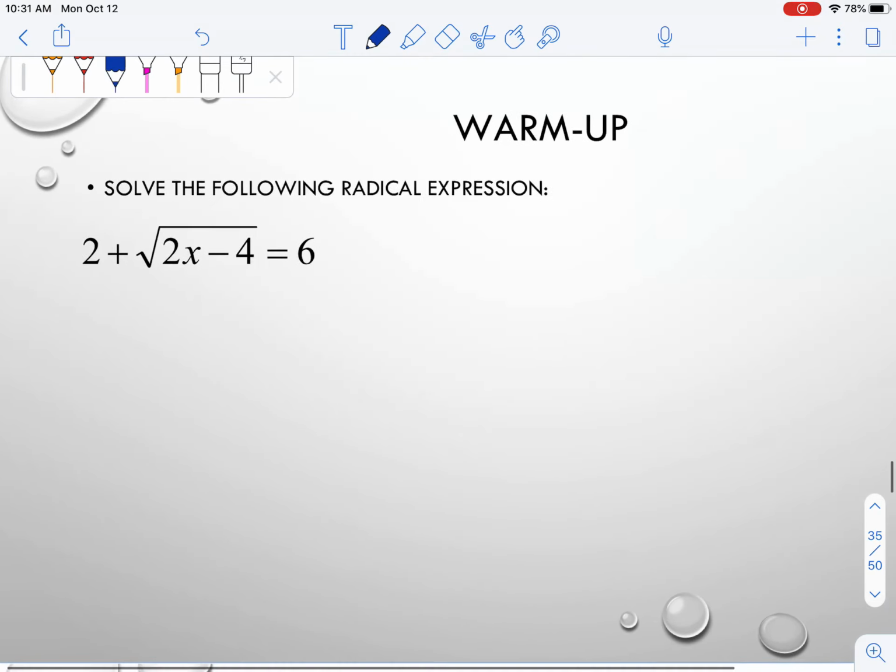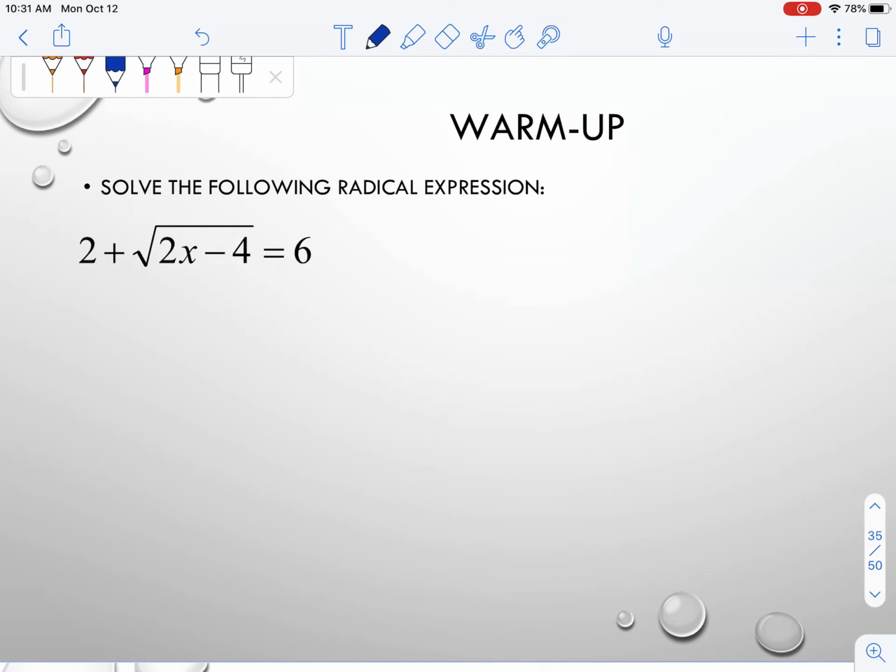So let's do one here. This is somewhat of a warm-up problem. This one actually showed up in your version of the notes prior to the steps. If I want to solve this, again, I want to isolate my radical. I want to get this square root of 2x minus 4 by itself. I'm going to do this without actually switching to the rational exponent. So I'm going to subtract 2 on both sides. It's going to leave me with square root of 2x minus 4 equal to 4.